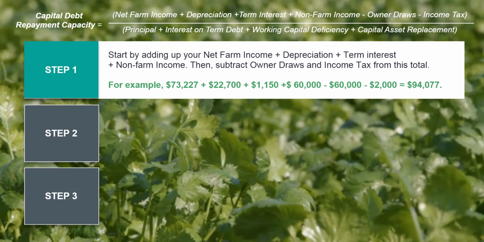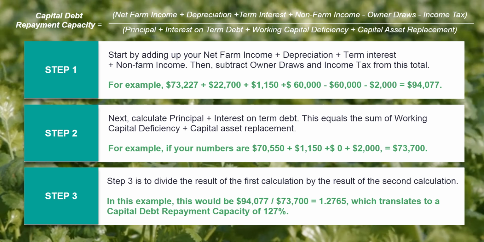In this example, this would be $94,077 divided by $73,700 equals 1.2765, which translates to a capital debt repayment capacity of 127%. The capital debt repayment capacity, or CDRC, is like your farm's finance compass. Essentially, the CDRC is your farm's ability to meet its debt obligation and maintain the farm's balance sheet. Each business operates with different abilities to manage debt, and this ratio provides insight into how well you can handle your current debt level. It's a crucial indicator of whether you're positioned to take on additional debt to grow your business.